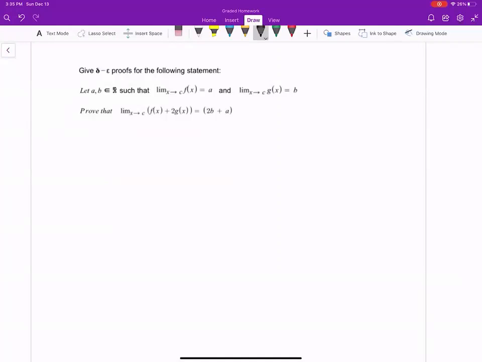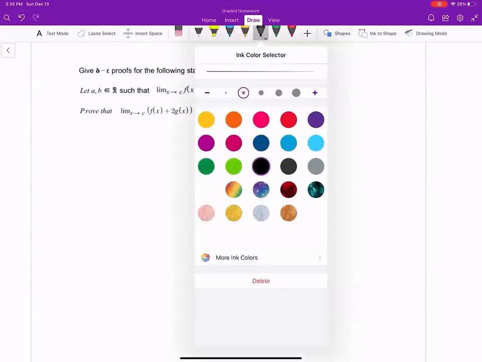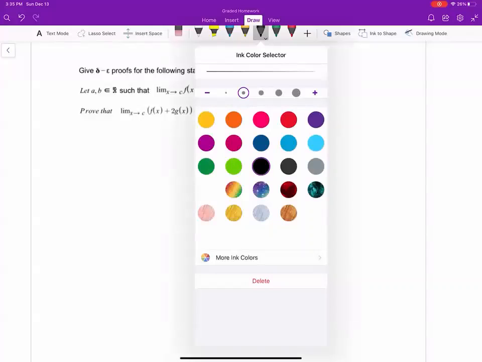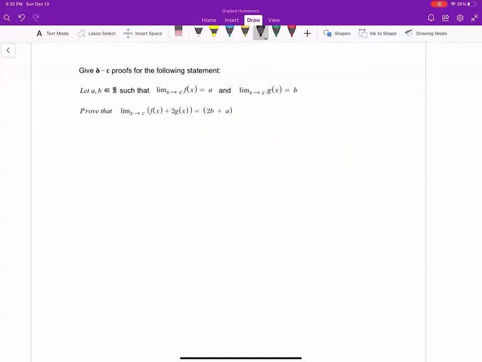It's with arbitrary values. So we're given limit of f of x as x approaches c equals a, and limit of g of x as x approaches c equals b. And you want to prove that limit of f of x plus 2g of x as x approaches c equals 2b plus a. So in order to do these types of questions, if you are confused, you always want to write the givens. So let's start with scratch work.